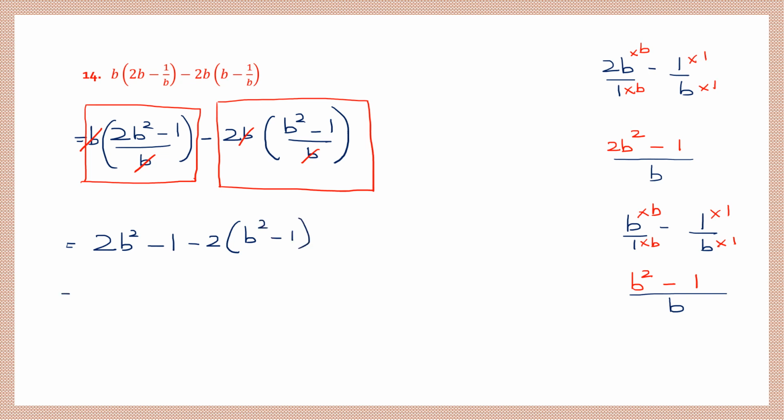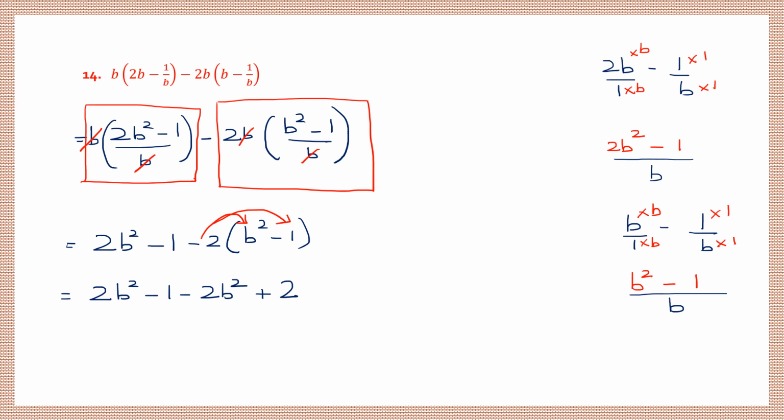Now let's simplify. Let's open the brackets. So before that I have 2b square minus 1. Now I'm going to open the bracket, so multiply this with this. Minus 2 into b square is minus 2b square. Then I multiply minus 2 into minus 1. Minus into minus is plus. 2 into 1 is 2. So I've got this. Now simplify this further.